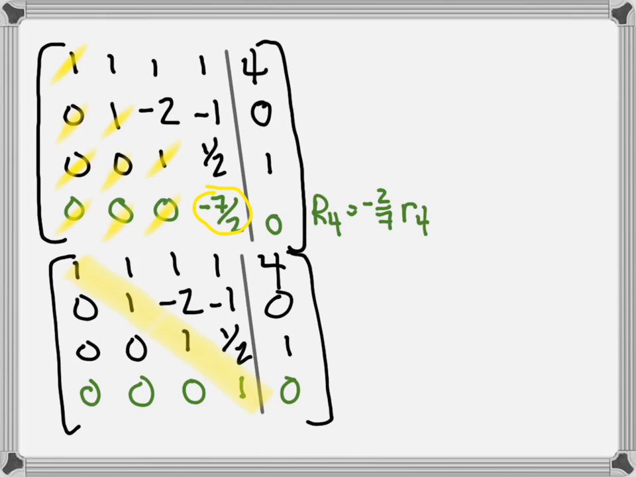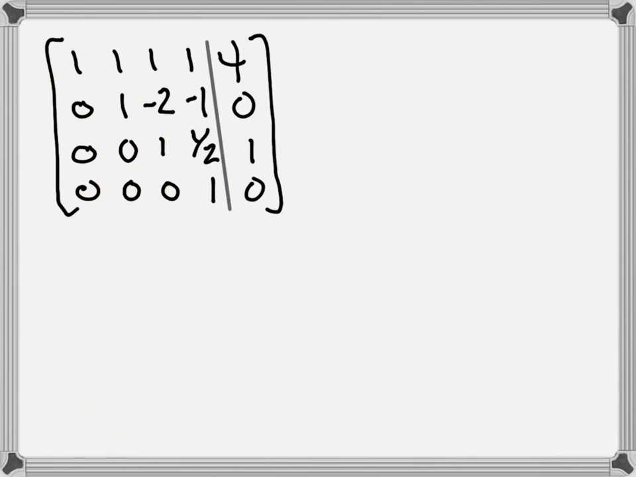We can see that we have our 1s on our diagonal and our 0s below. So this is in row echelon form. Okay, so this is our resulting row echelon form matrix. And now we're going to use back substitution to solve our system.